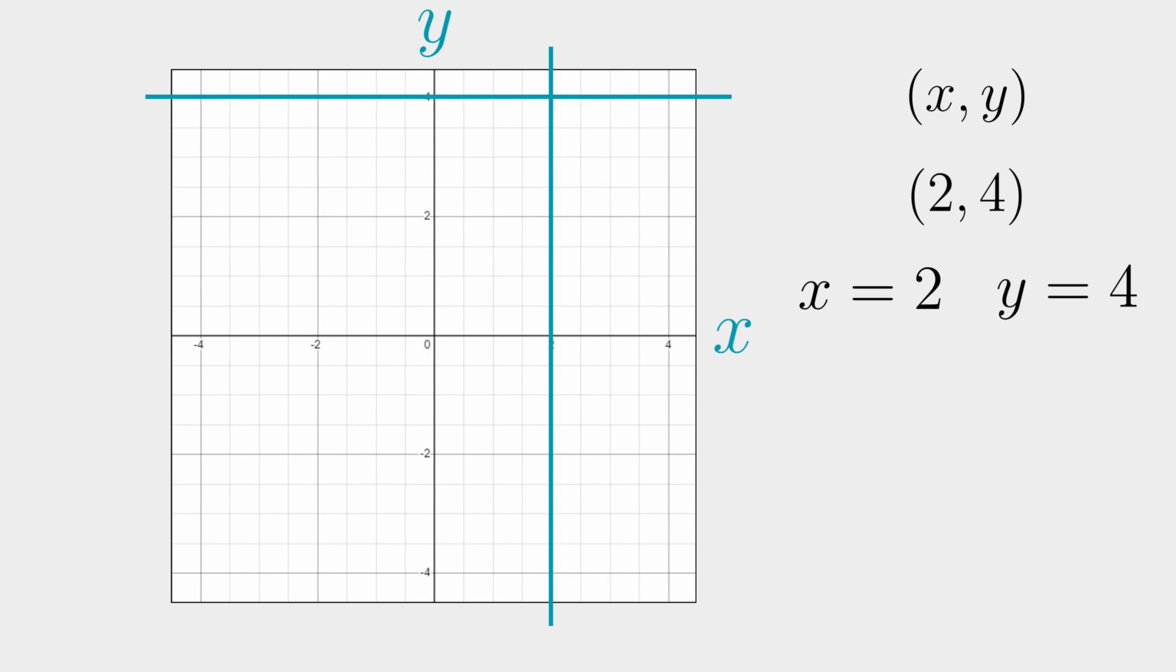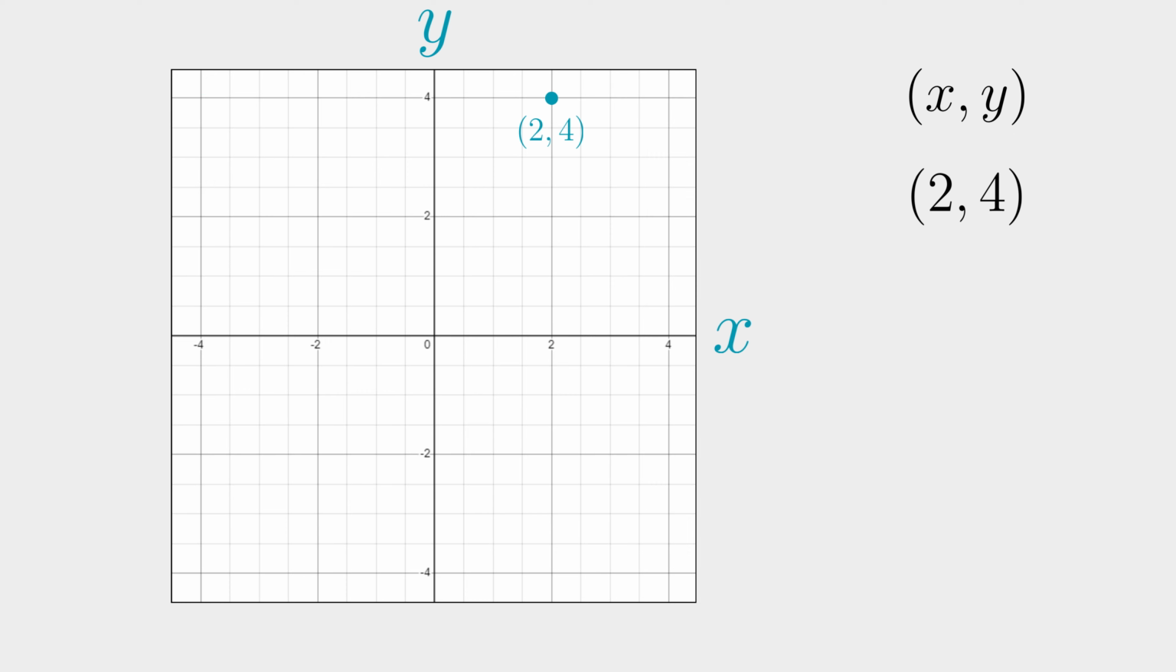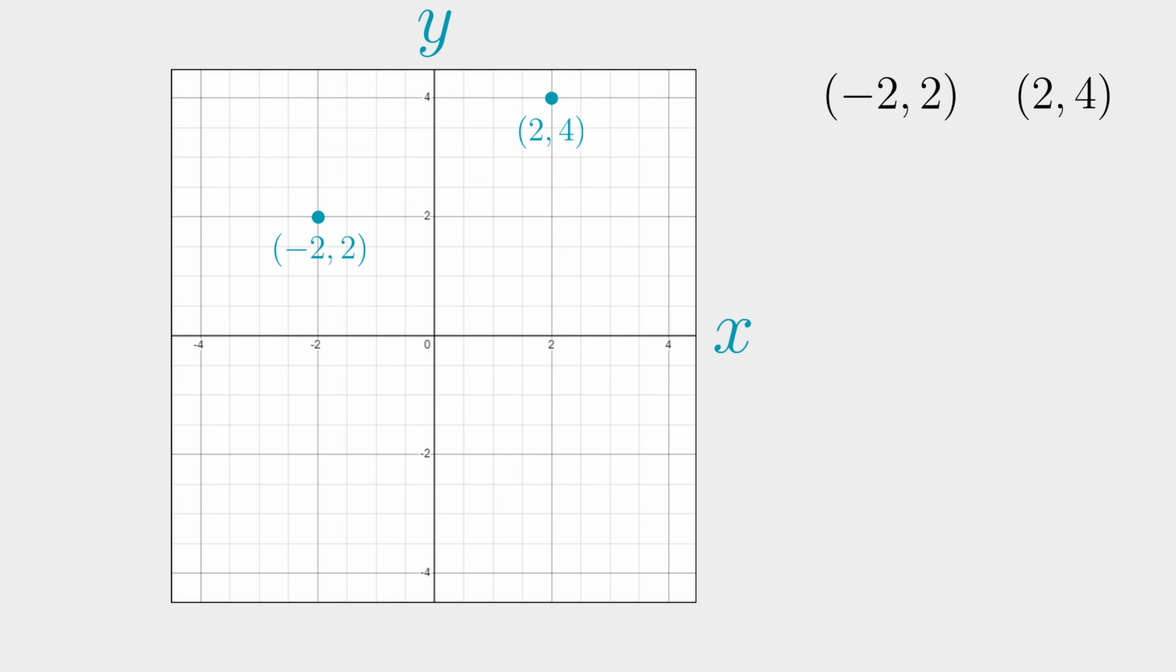Go along these lines and the point where they intersect, that is your coordinate 2 and 4. The same with negative 2 and 2. It will be here since negative for x is on the left hand side and negative y is at the bottom.